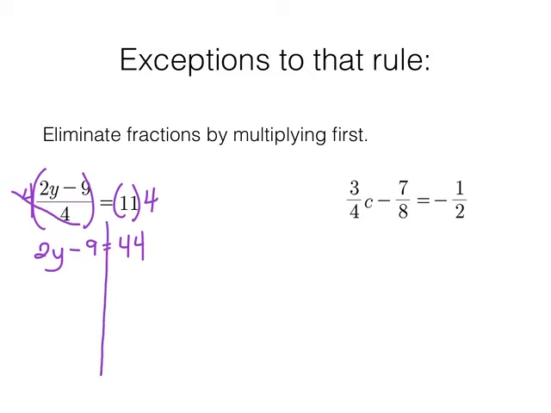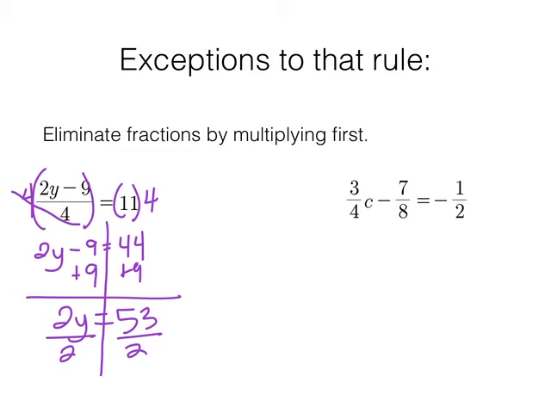From here, it's the same as before. Add 9 to each side. And that means we now have 2y equals, remember when you add 9 you can do plus 10 minus 1. 44 plus 10 is 54, minus 1 is 53. Uh-oh, it does not come out evenly. Don't panic, it'll still work. Y is equal to 53 halves.